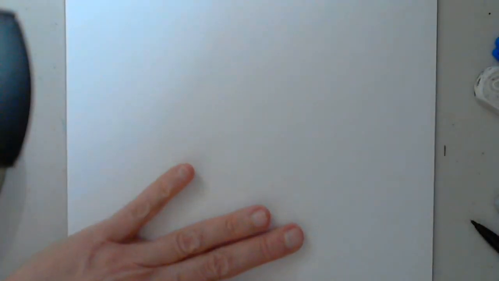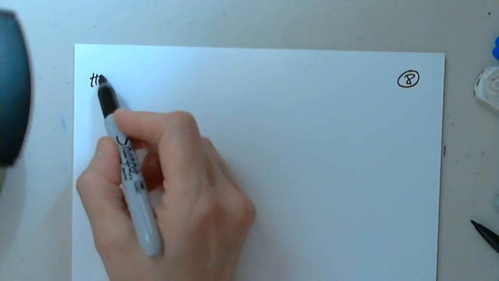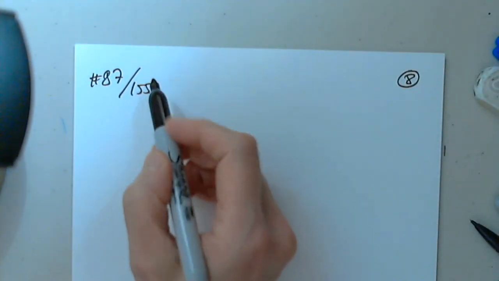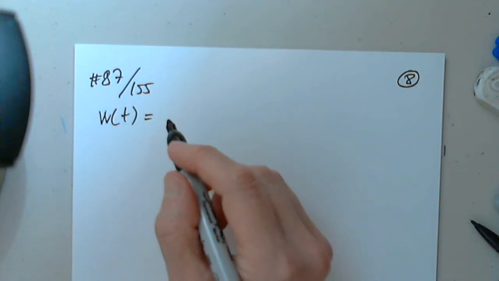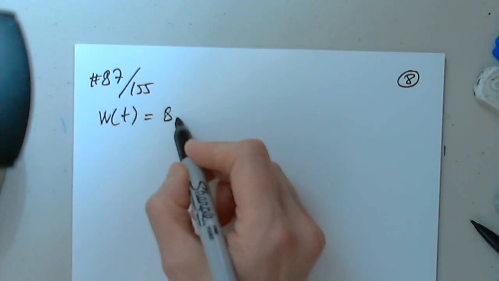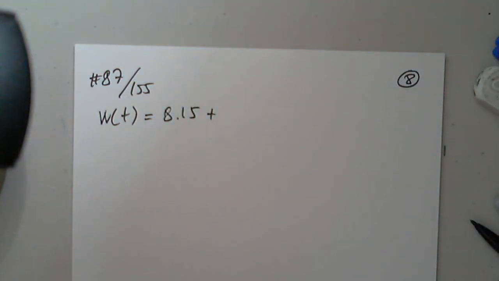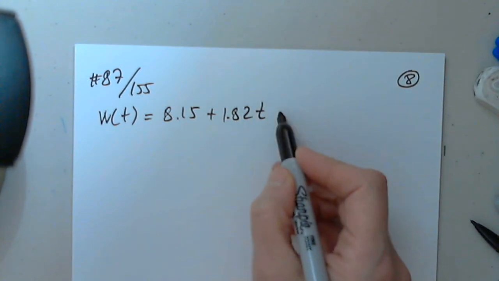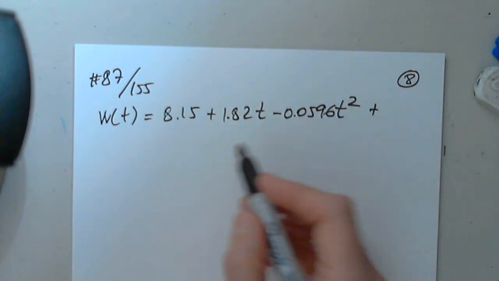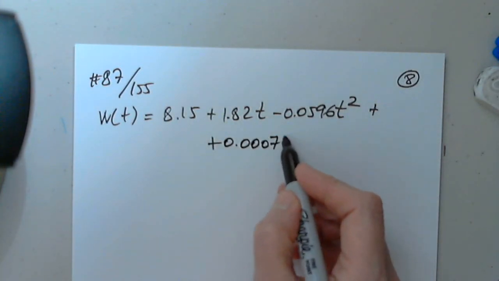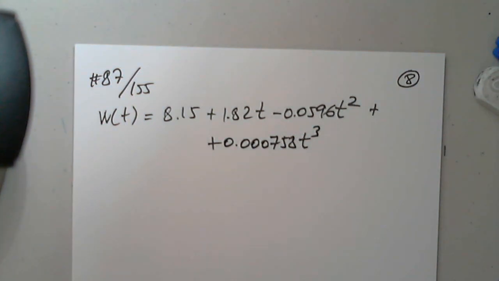Let me copy the function in the meantime till you tell me. So this is number 87 on page 155, W of t, pounds, function of time in months: 8.15 plus 1.82 t minus 0.0596 t squared plus 0.000758 t cubed. So can anyone help and just tell us what they're asking us to do?